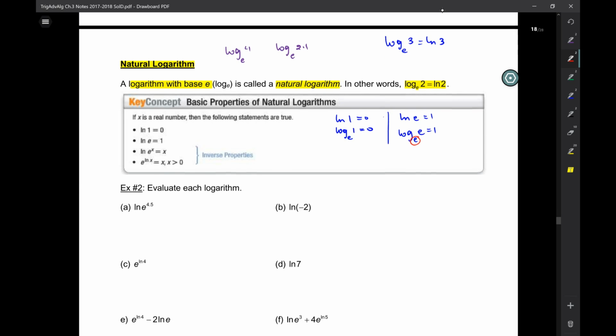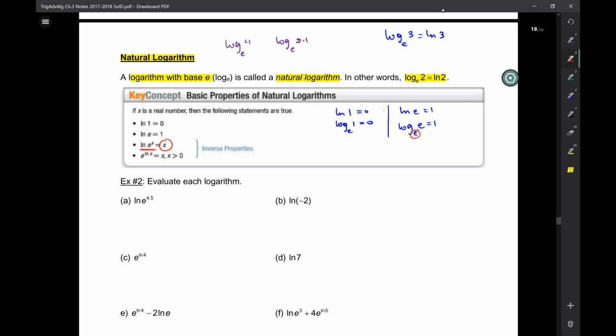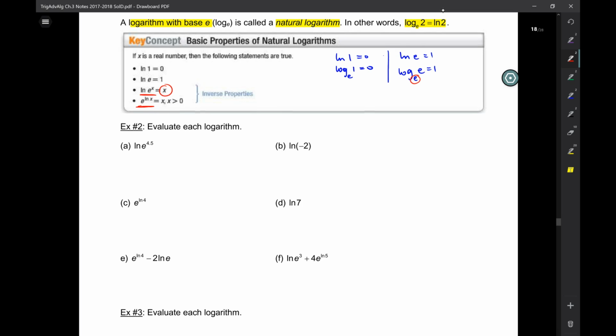Okay, so ln of e to the x is just x. And e to the ln of x is just x. Now, so then what would be the answer for part A here? 4.5. Look at that.